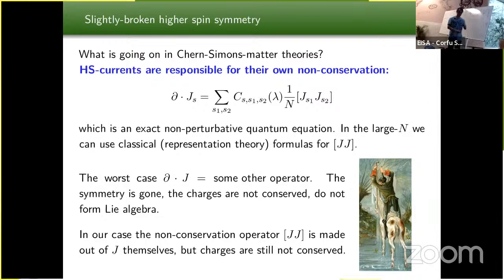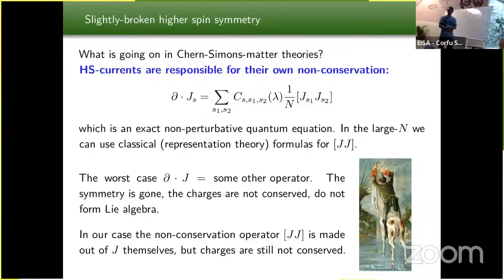However, these vector models are very special in having very few operators in the spectrum. So there is almost nothing you can put on the right-hand side of the non-conservation equation, because if a current is not conserved, on the right-hand side you have to have something. This has to be an operator, and there are very few operators to put there. So in particular, if you just count spin and conformal dimension, the only thing to write would be something bilinear in the higher spin tensors themselves.